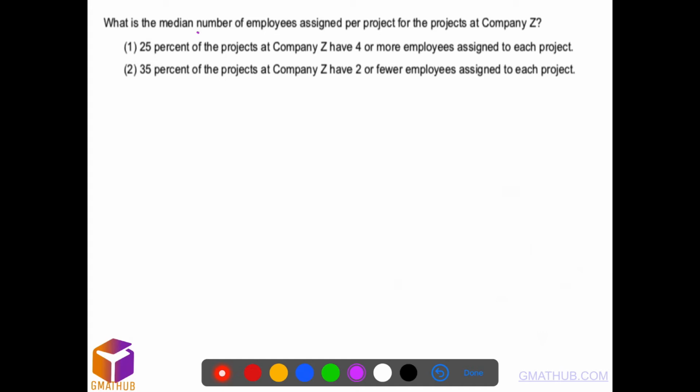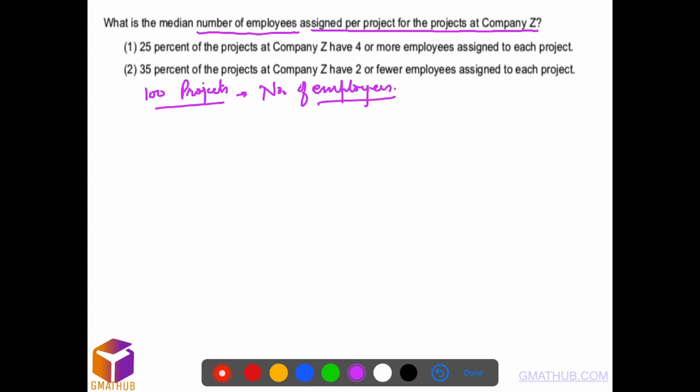So what is the median number of employees assigned per project for the projects at company Z? Now, let's say there are 100 projects, and we arrange them in terms of the number of employees they have. Because there are 100 projects, the median will be nothing but the 50th term plus the 51st term divided by 2, the average of the two middle terms. So we just need to figure this out.